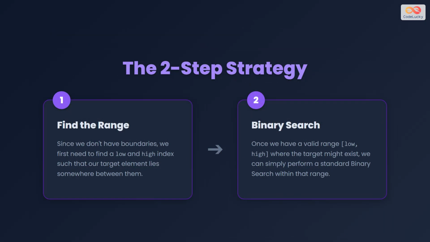To solve this, we need a two-step strategy. First, we must find a valid range, a low and a high index, where our target element is guaranteed to exist. Second, once we have established these boundaries, we can proceed with a standard binary search within that specific range.